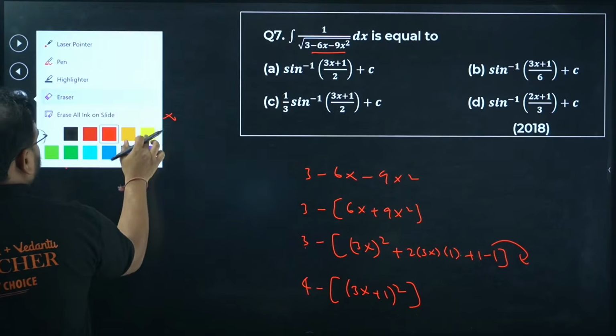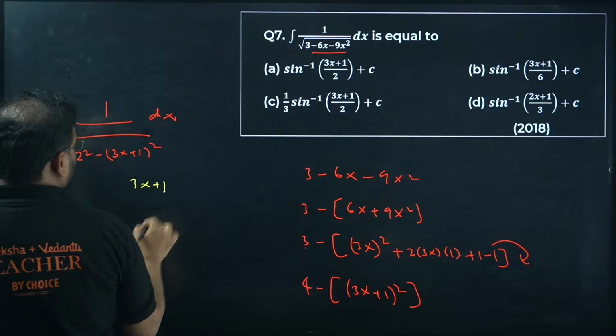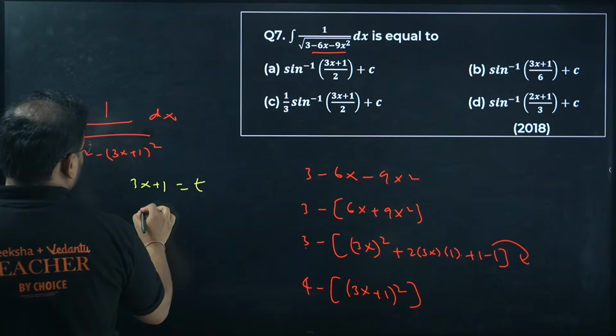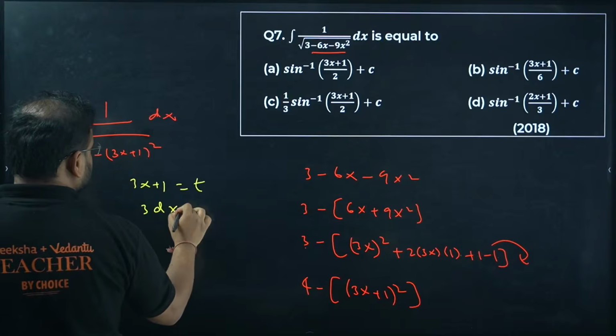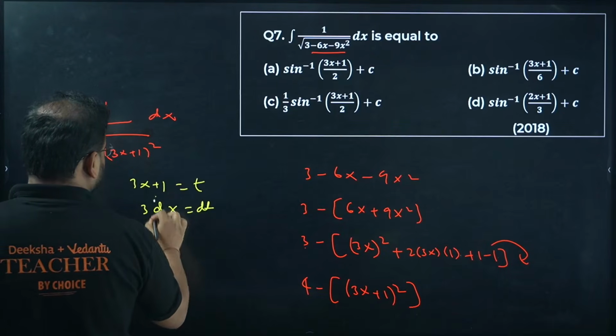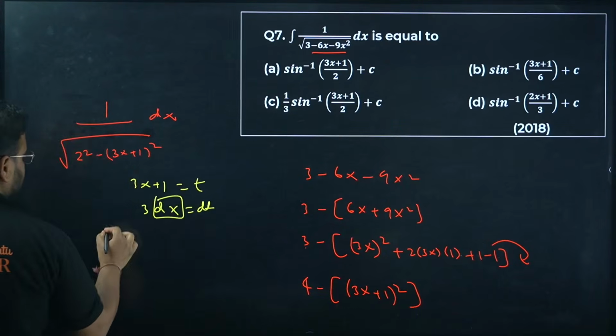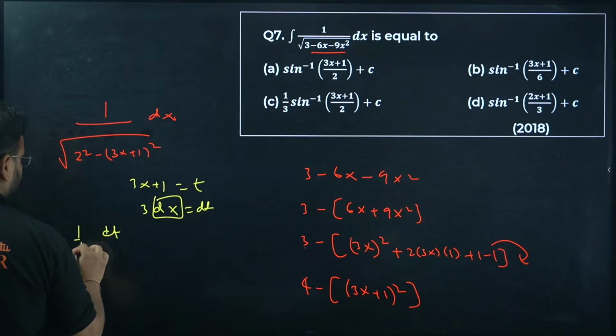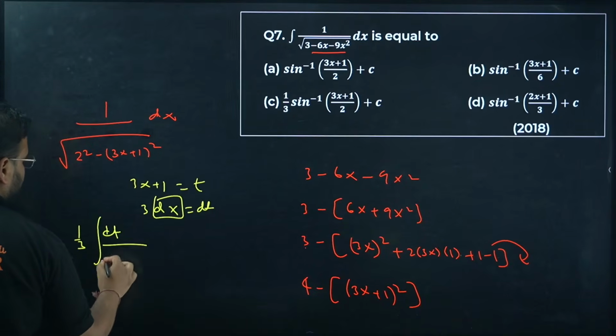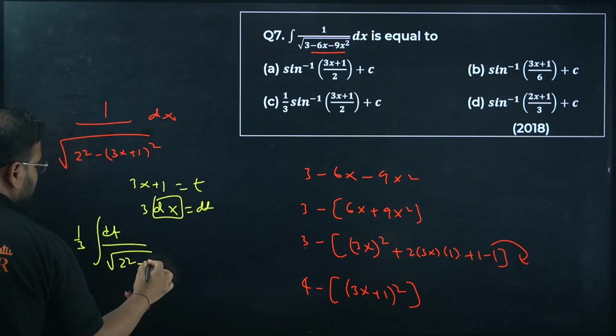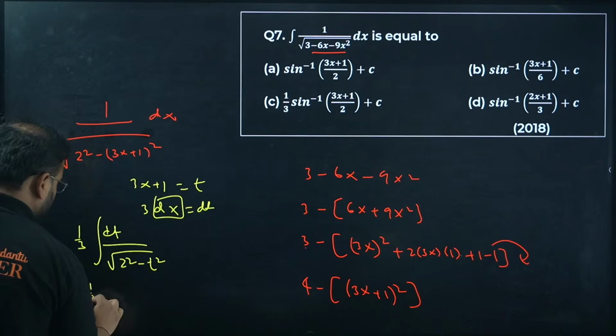You can take substitution over here. Check this out. 3x plus 1 as t. This becomes what? 3 dx as dt. It means dx is what? dt by 3. This question becomes 1 by 3 integration dt by root of 2 square minus t square. Write the answer.